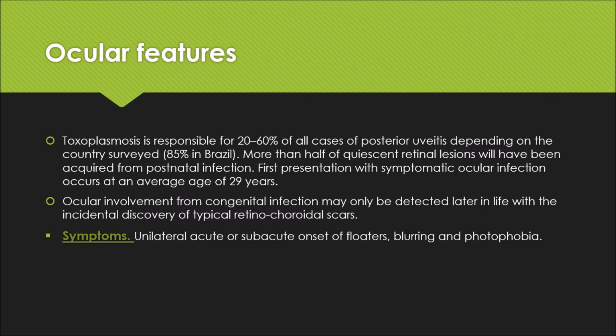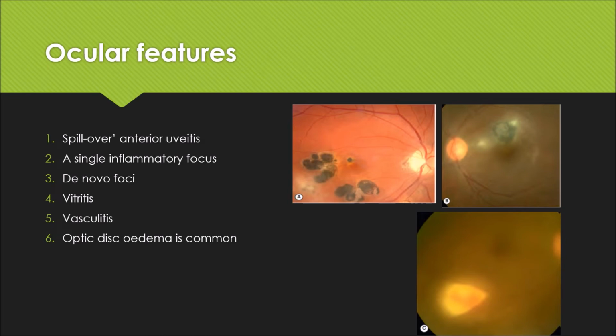Ocular involvement from congenital infection may only be detected later in life with the incidental discovery of typical retinochoroidal scar, though occasionally macular or optic nerve damage may impair vision in childhood. Symptoms include unilateral acute or subacute onset of floaters, blurring, and photophobia. Other features on examination are spillover anterior uveitis, which is common. It may be granulomatous or resemble Fuchs uveitic syndrome. Elevated intraocular pressure may follow.